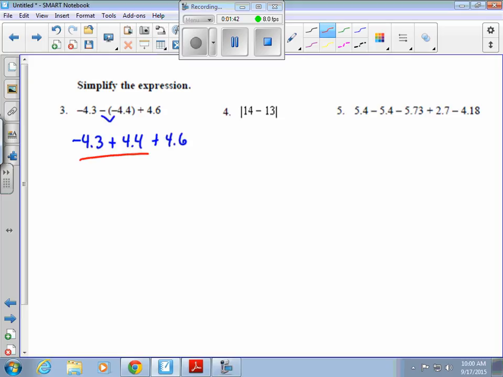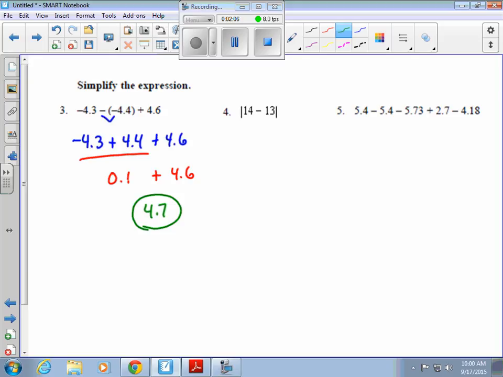4.3 and 4.4, these are opposite terms. So you subtract the absolute values and you get 0.1 from those two. 4.4 is the higher absolute value. It's positive, so it's a positive 0.1 plus 4.6. Now you have the same signs, both of them positive, so you add them up. 4.6 plus 0.1 becomes 4.7.